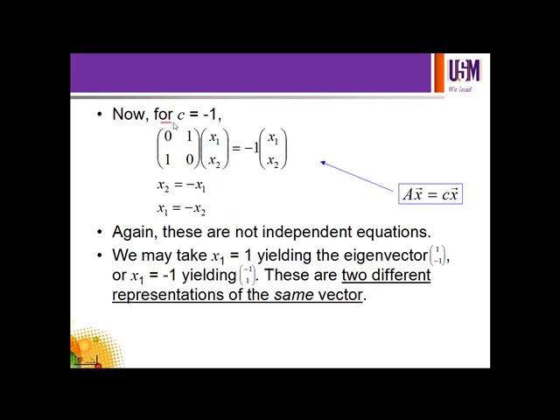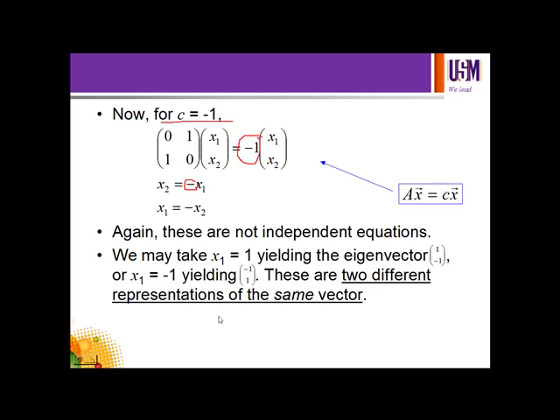Now, if we choose C equal to negative 1, the solution we get is x2 equal to negative x1, x1 equal to negative x2. Again, they are not independent of each other. Even though the sign may change, if x1 is positive, then x2 must be negative. So again, these are not independent equations. We may take x1 equal to 1 yielding the eigenvector 1, negative 1, or x1 equal to negative 1 yielding the eigenvector negative 1, 1.